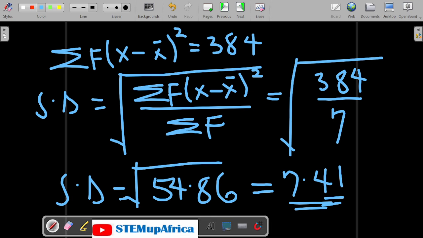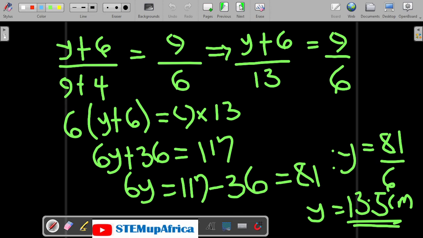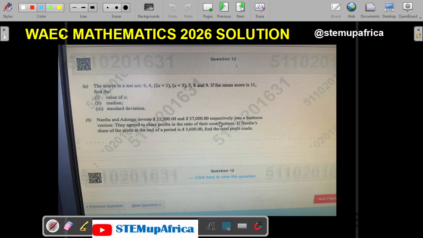So let's look at question 12b. Let's check our question 12b. It says Nadia and Dongo invest this and this respectively into a business venture. They agreed to share the profits in the ratio of their contributions. If Nadia's share of the profits at the end of the period is $3,600, find the total profit. So let's get Nadia's share, $22,500, and the other one is $37,000.